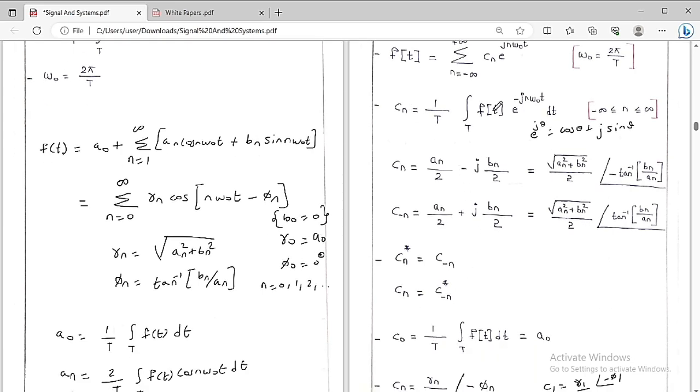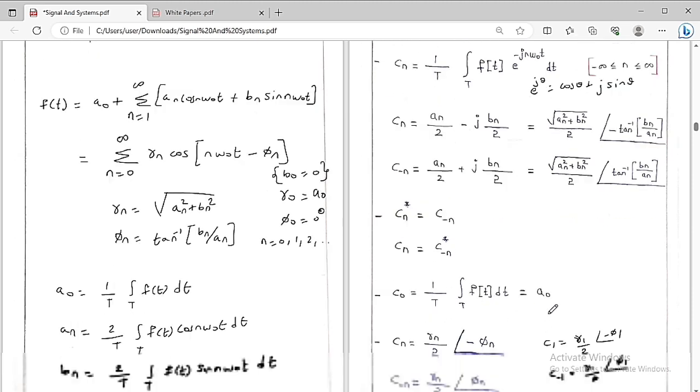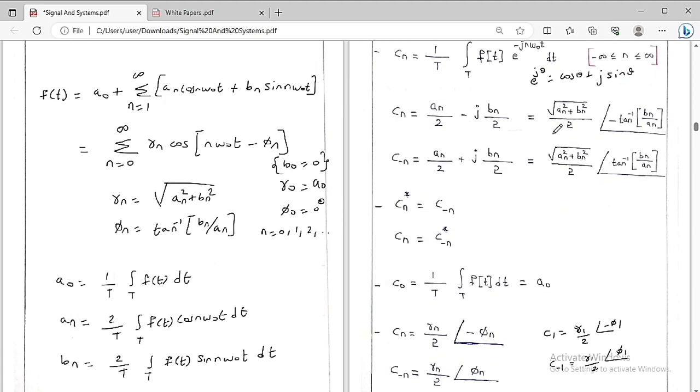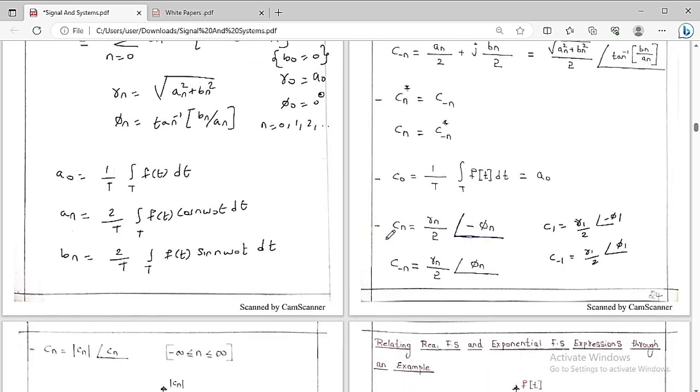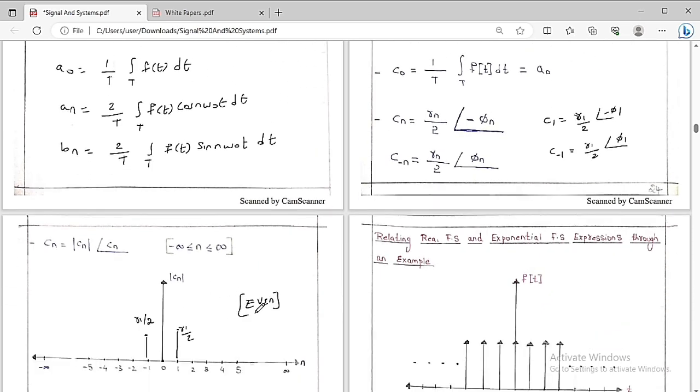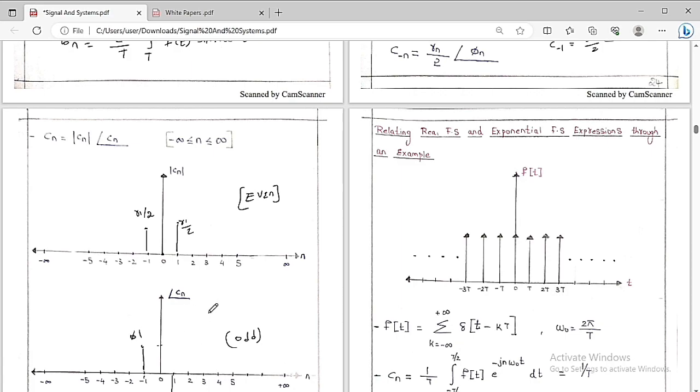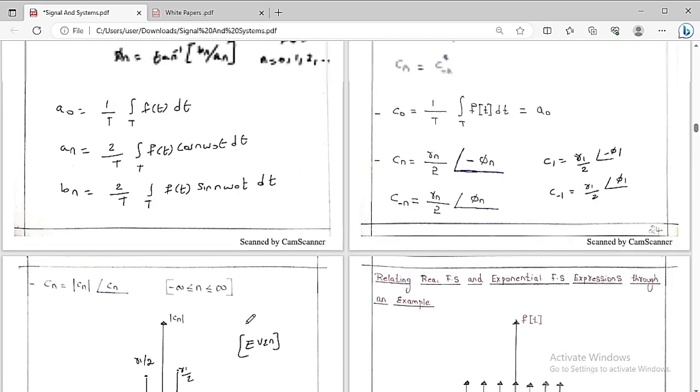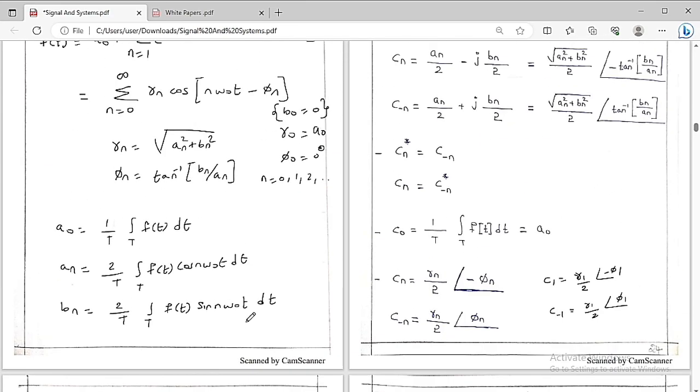Then what is C naught? If you substitute n is equal to 0 and simplify, we are going to get C naught is equal to a naught. Then what is Cn? Cn is nothing but Rn by 2 at an angle of minus phi n, and C of minus n is equal to Rn by 2 at an angle of phi n. So this is what I am trying to tell you. The exponential Fourier series coefficient will have the magnitude and the phase angle. So the magnitude spectrum is always an even spectrum, and the phase angle spectrum is always an odd spectrum, as you can see clearly here. These things you always have to keep in your mind.